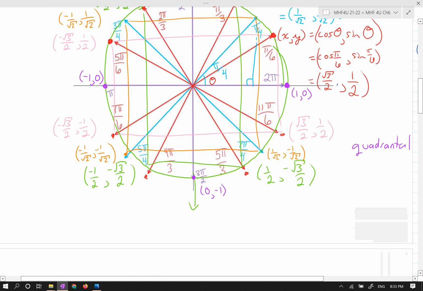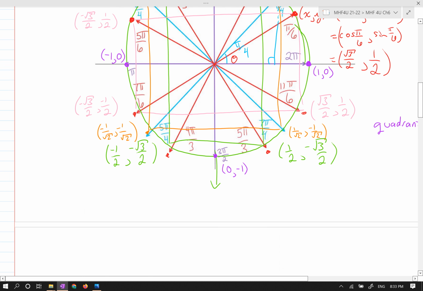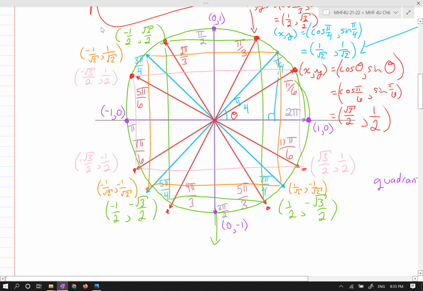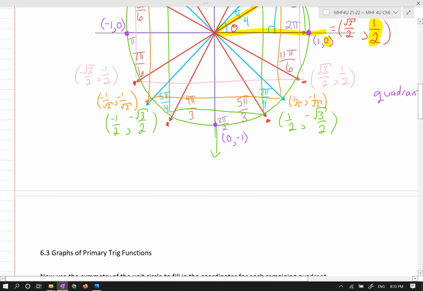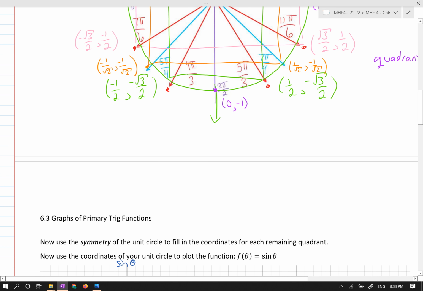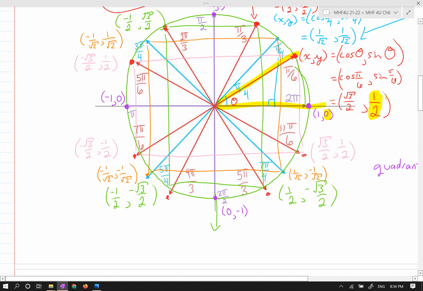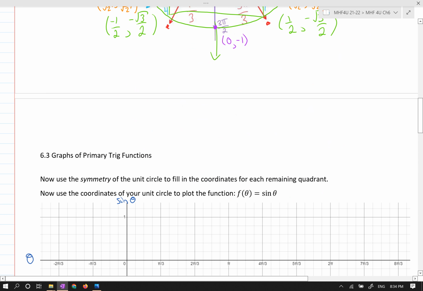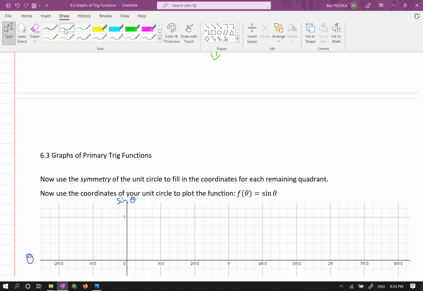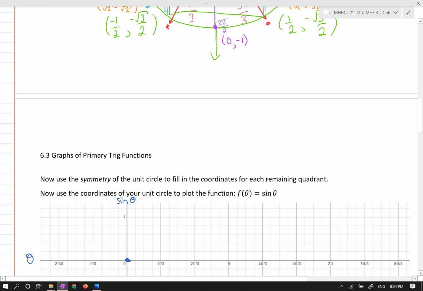So if theta is equal to 0, then our y coordinate here, and I realize there's a lot to look at here, maybe I'll bring out the highlighter. If theta is equal to 0, then my y coordinate is 0. If theta is equal to pi over 6, my y coordinate is 1 over 2. That's what I'm going to be plotting down here. So let's plot both of those points. Our first point right here, if theta is equal to 0, y is equal to 0. Our sine of theta is equal to 0. So that point right here is at 0, 0.